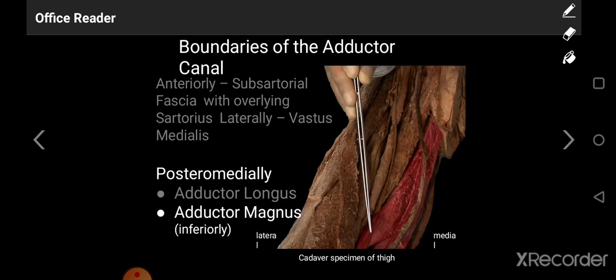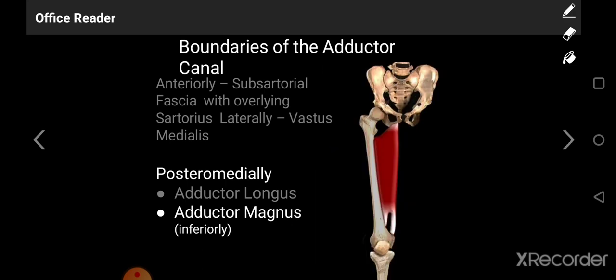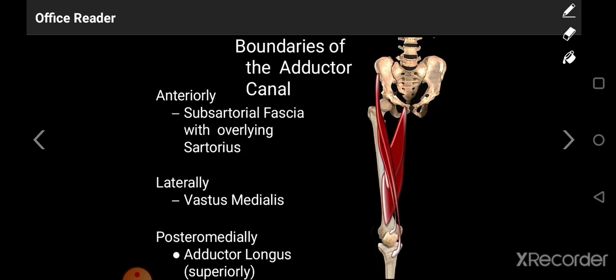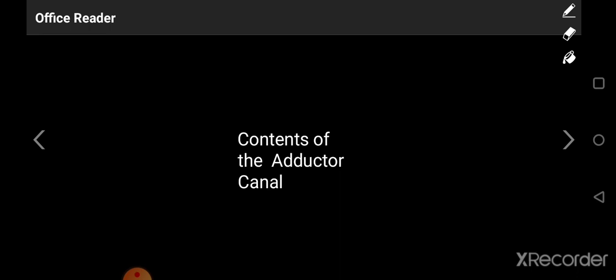Then again on the posteromedial side, in the lower part, the boundary is formed by the adductor magnus. This highlighted muscle is the adductor magnus muscle, originating from the ischial tuberosity as well as the ischiopubic ramus, and inserted on the linea aspera and the adductor tubercle. So here we have summarized the boundaries: anteriorly, the subsartorial fascia with the sartorius; laterally, the vastus medialis; and posteromedially, the adductor longus in the upper part and the adductor magnus in the lower part.